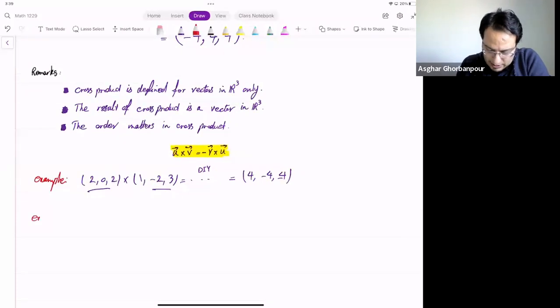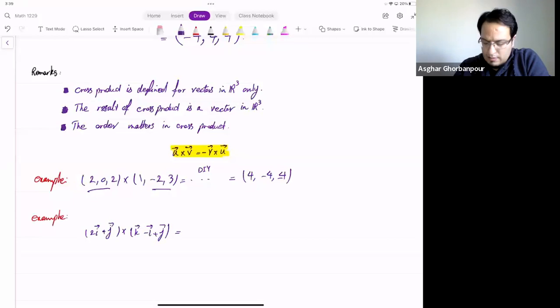Let me write another example and see if you can do this one. Compute this cross product: 2i plus j cross k minus i plus j. Okay, go ahead, please try to do this one. I'll give you 30 seconds.